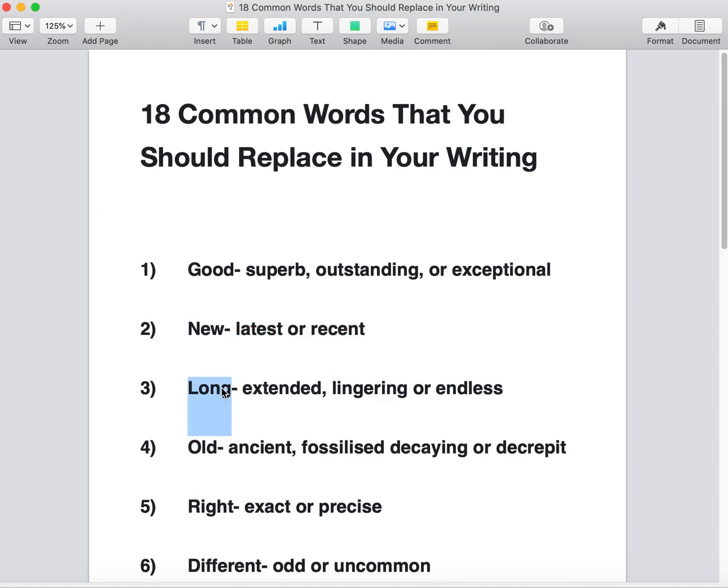Much like new, long is overused, yet it doesn't always register as such while you're writing. Instead of this cliche phrase, try describing exactly how long it is. You could use extended, lingering, or endless.